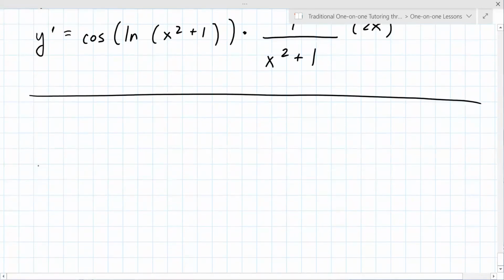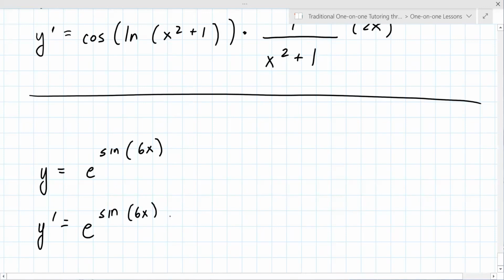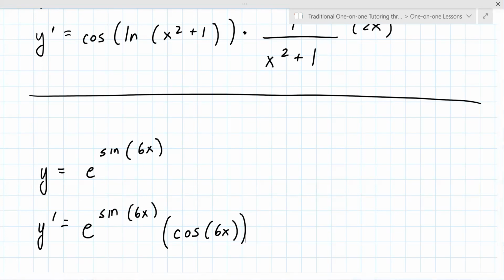Let's try another one here. Let's go y equals e to the sine of 6x. Okay. y prime equals e. Then keep sine. Keep it, yep. Now you're up to here to the sine. So what's the derivative of sine? Derivative of sine is cosine. Yep, but you keep the inside, 6x, times the derivative of 6x. And then it's 6. Times 6. Very good.